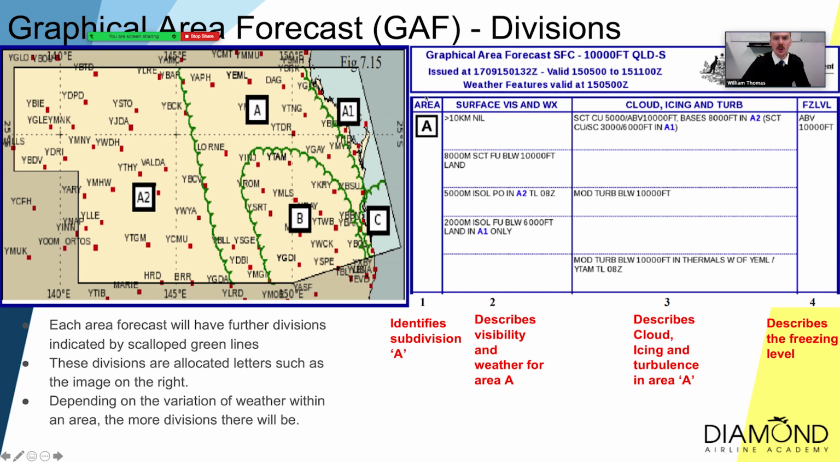All right, so this first one, area, identifies the subdivision we're talking about. The next column, surface, viz, and weather for area A. The next column describes cloud, icing and turbulence in area A. Then column 4 describes the freezing level in area A.